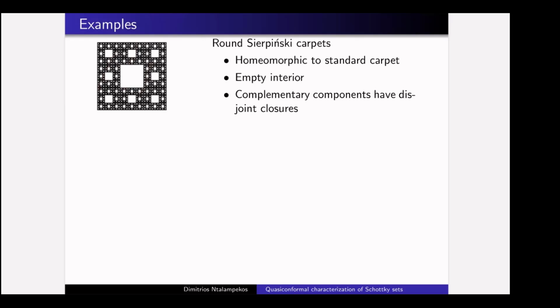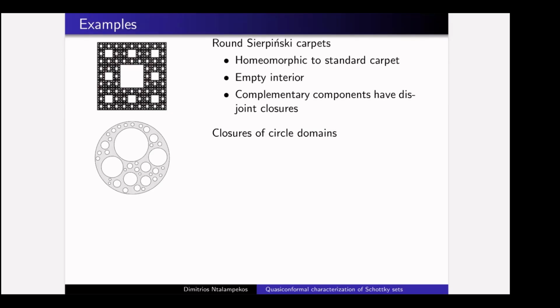Now, another instance where we see Schottky sets is circle domains. Circle domains appear in complex analysis. They are connected open sets in the sphere whose complementary components are points or disks. If we take the closure, then we have a Schottky set. The interior here is non-empty, and the complementary components must have disjoint closures.